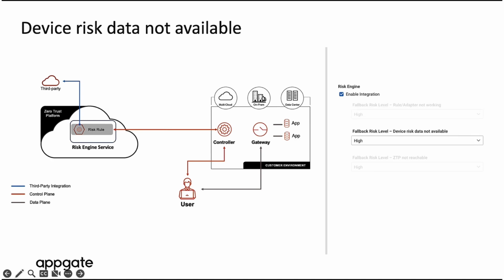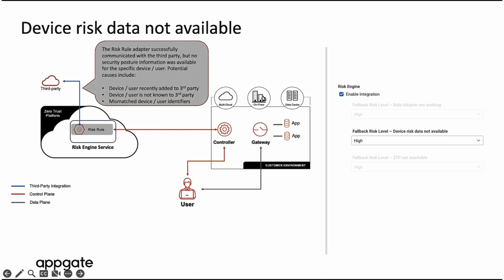So take a look at the next scenario. What happens if the device risk data itself is not available? Well, that really means that the adapter has successfully communicated with a third party, and it's asked for all the data it has about users and devices so that we could calculate a risk score. But when the controller asks the risk engine service, give me a risk score for this user or device, it doesn't have any information because the third party didn't know about that user and device.